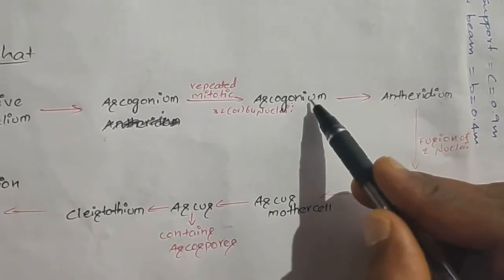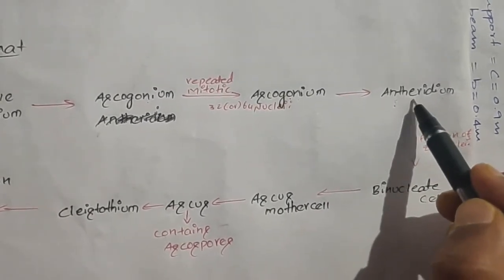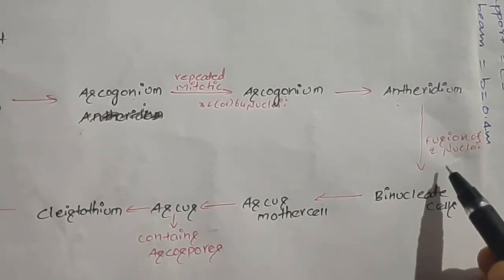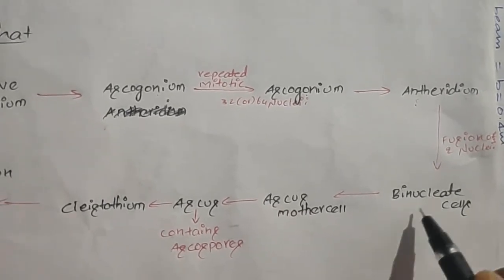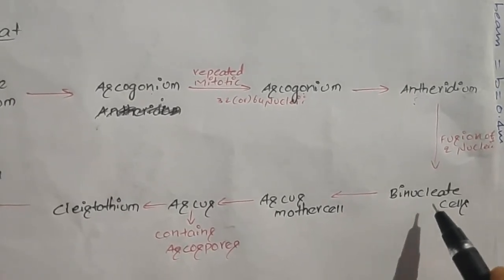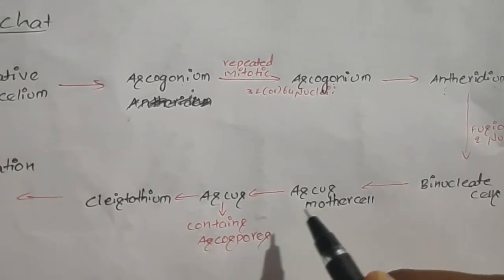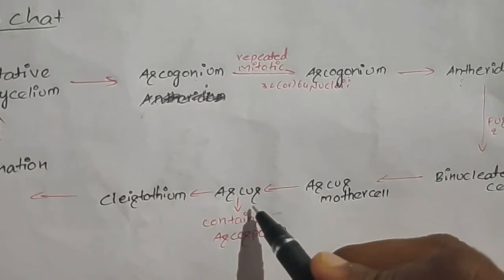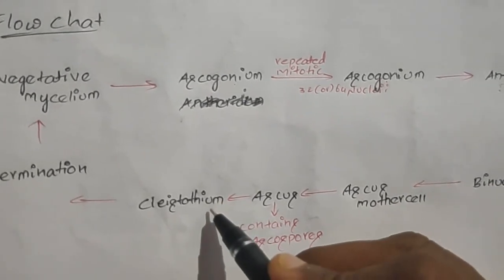After some time, this ascogonium nucleus comes in contact with the antheridium nucleus, and karyogamy takes place, forming many cells, and each cell contains two nuclei, therefore binucleated cells, and these binucleated cells swell up. The apical cells of these binucleated cells swell up and form the ascus mother cells. These ascus mother cells contain the ascospores. These ascospores and some sterile hyphae all combine to form a round fruit-like body known as the cleistothecium.